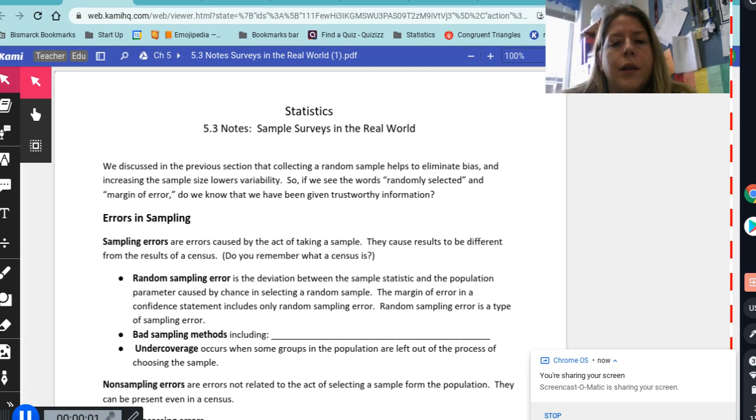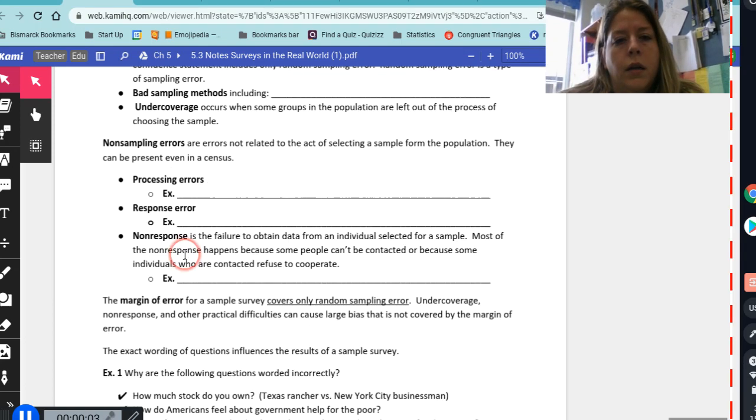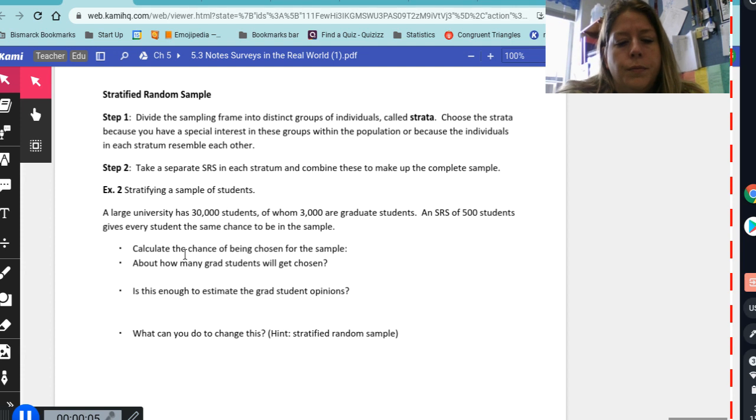Continuing the 5.3 notes today. So I'll just scroll down to page 2. All right. We have only been talking about simple random samples up until now, SRSs.